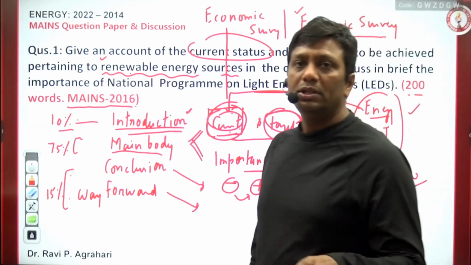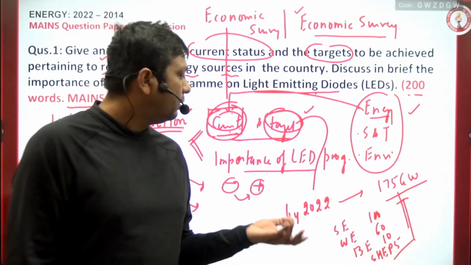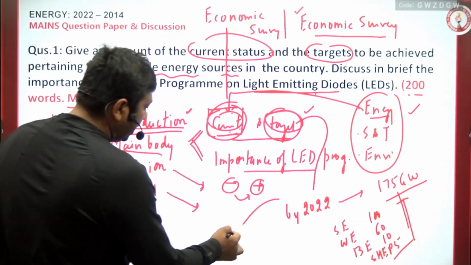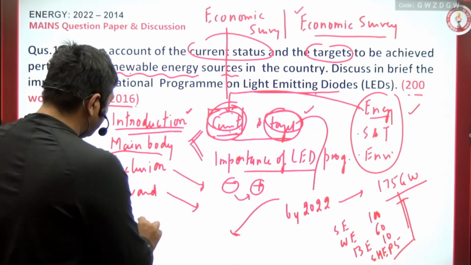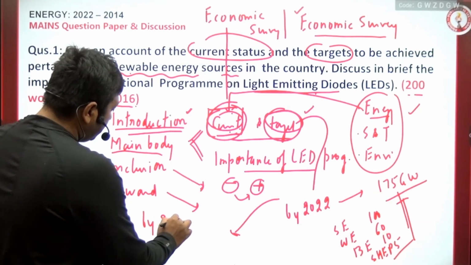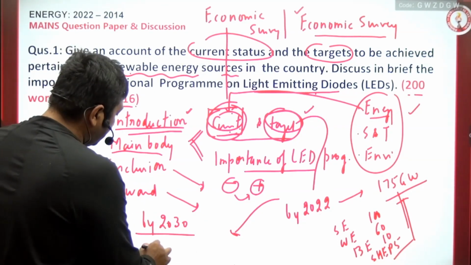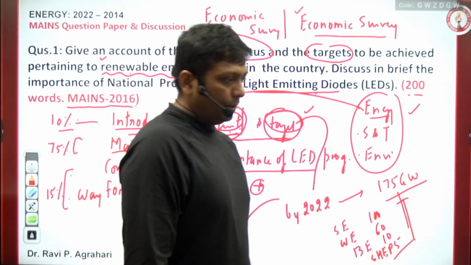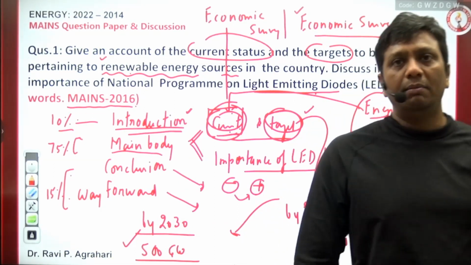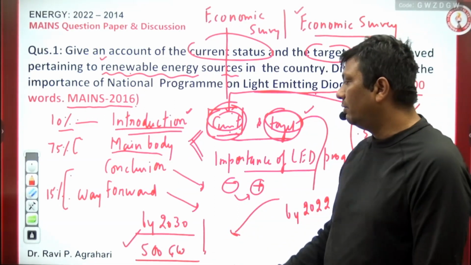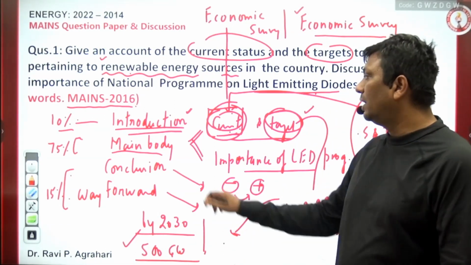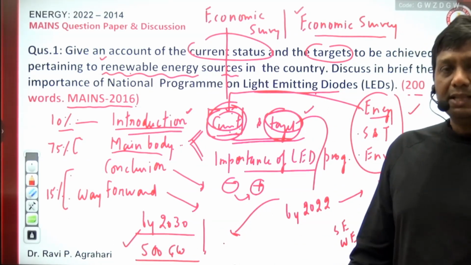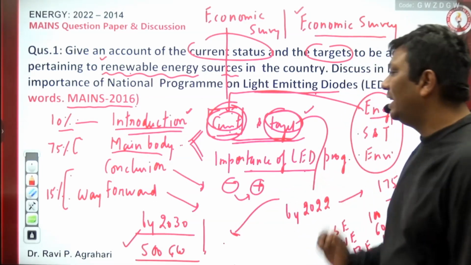But in the modern scenario, 2022 is already over. What is the next target of renewable energy? In the Glasgow Convention, Modi ji said that by 2030 we will generate a total of 500 gigawatt of power through renewable energy. In the present scenario, this is the target you must write in the first part of the main body. And the second part is the importance of LED programs.